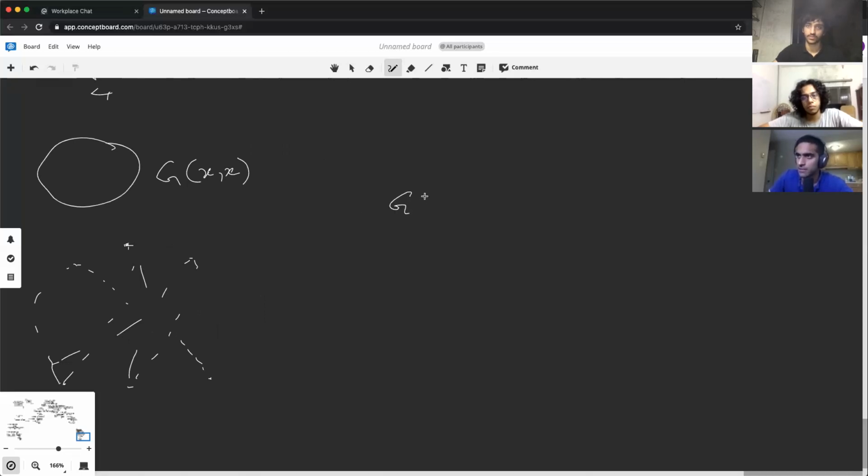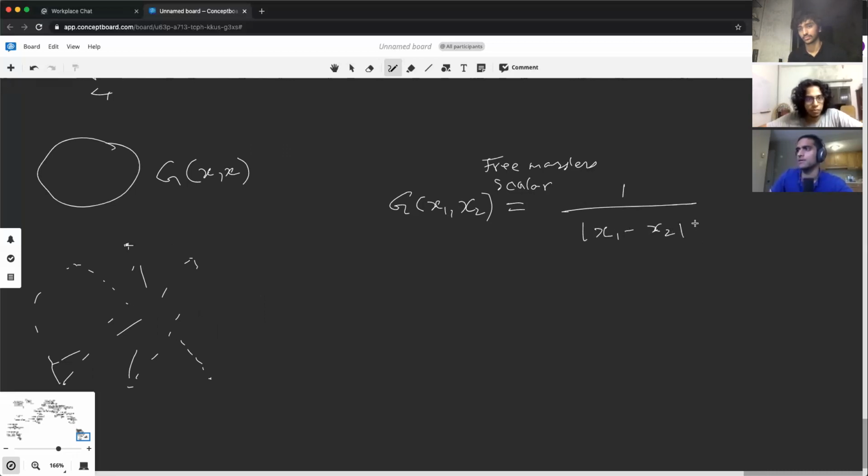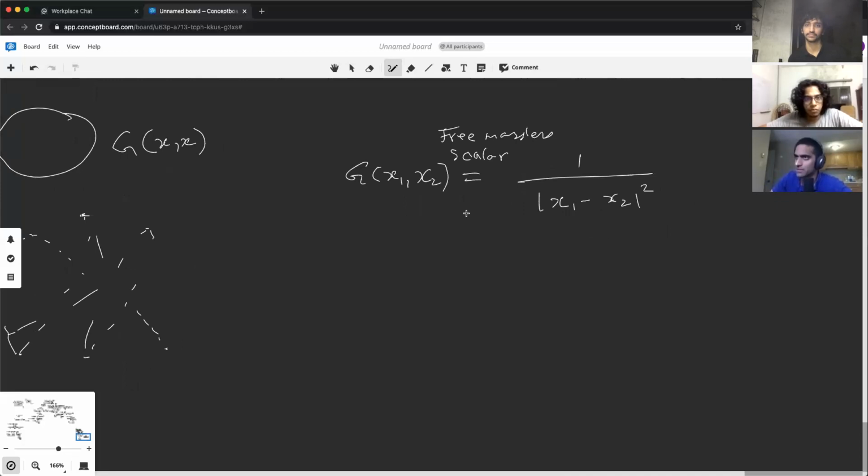But you find that for any 2 points, x1 and x2, for the free massless scalar, I get 1 over the distance between their separation to the power 2. Oh, this looks familiar.